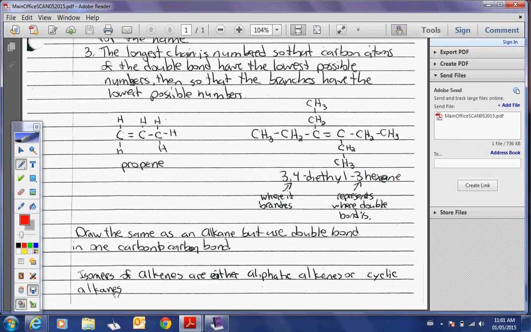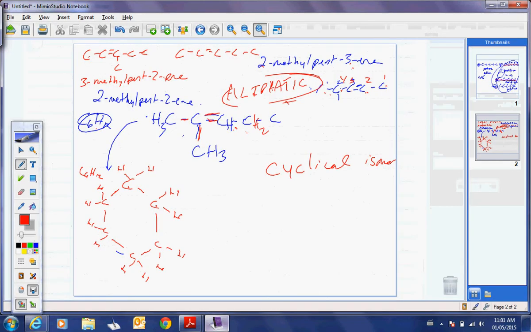See that? Because I've drawn it in a circle, the end bits are taken up. So I had to take off 2 hydrogens in order to bring that into a circle. Okay? So they're all CH2s. Everybody give me the drawing.